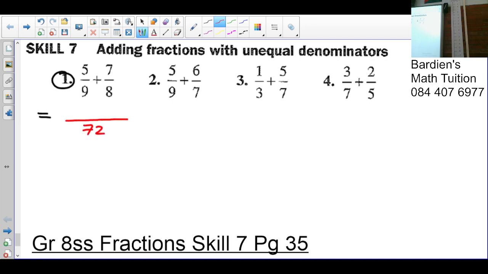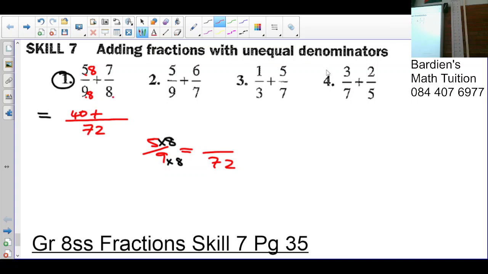72. So now we must convert this to equivalent fractions. 9 multiplied by what is 72? 9 times 8. So it's 5 over 9. If you want to make that as the LCM with a denominator of 72, I multiply this by 8. So I'll multiply the numerator also by 8, which is 40. Can you see? Then you get 40 there, plus.